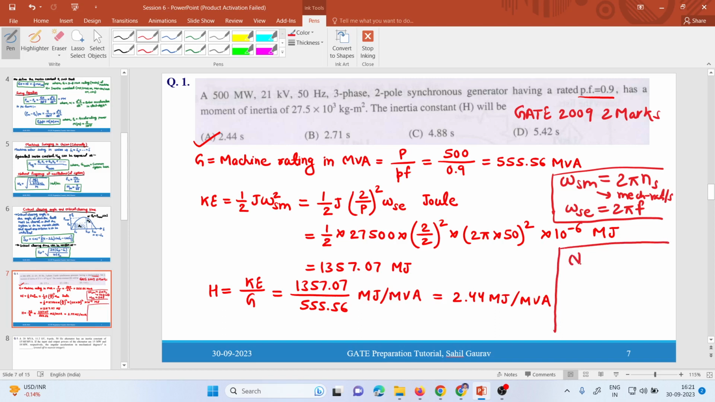So you can write ns is equal to 120 f divided by p, that will give you the rpm. On putting all these terms here, you will get 3000 rpm, and ns divided by 60 will be 50 revolutions per second. These things should be clear, so that's why I have noted them down here. Now let us move to the next problem.